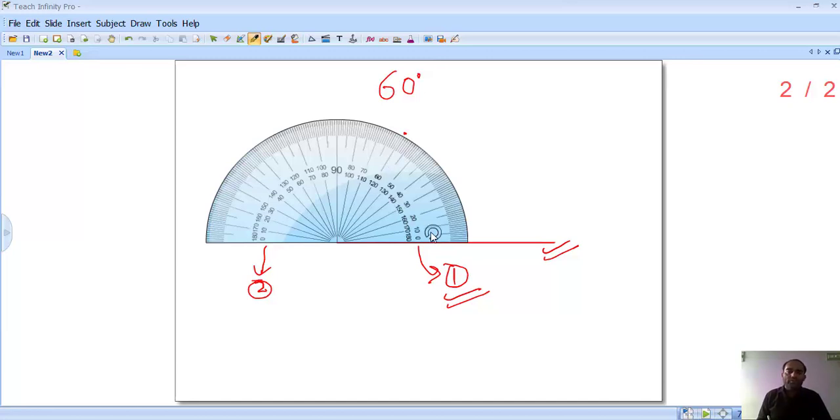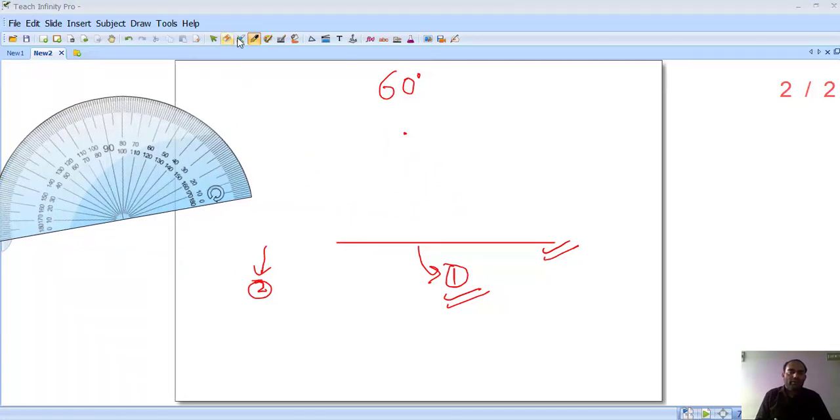What do you need to do now? Remove your protractor and join the line from this point to this point. Okay, now I am going to join. Give me a minute. Now I have joined the lines. Which one is the last step? The last step is to check whether you have drawn the correct angle or not. You have to measure it.